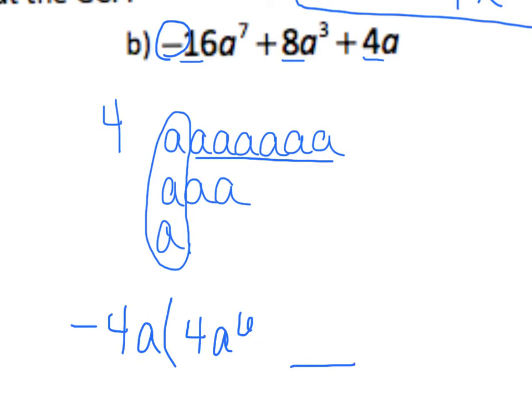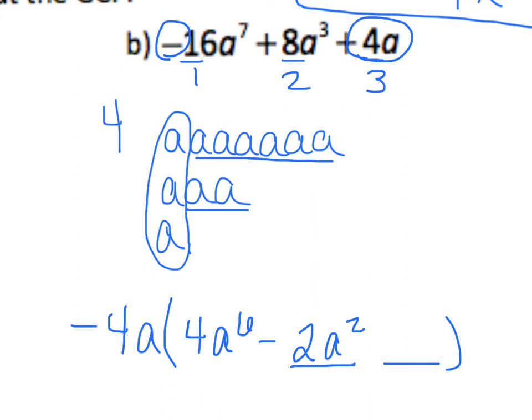Okay, the second term, what am I going to multiply negative 4a by to get to a positive 8a cubed? The answer is going to be negative 2a squared because there's 2 a's left over. Now a lot of you might be thinking, well, the last term doesn't really matter, but it does. Anytime you start with 2, 3 terms, or 4 terms, or 5 terms, your leftovers have to have that many terms as well. So again, you're going to look back and say negative 4a times what equals 4a, and that's going to be a negative 1.